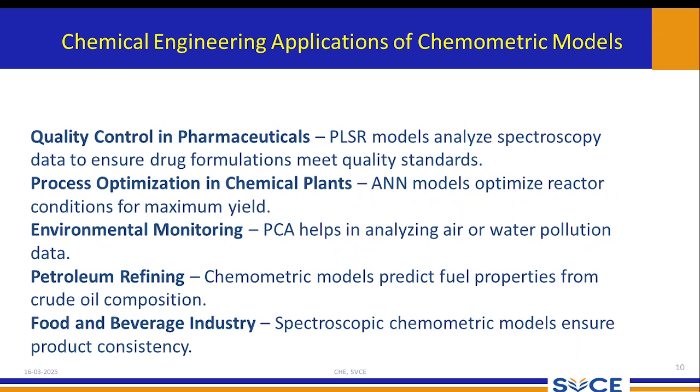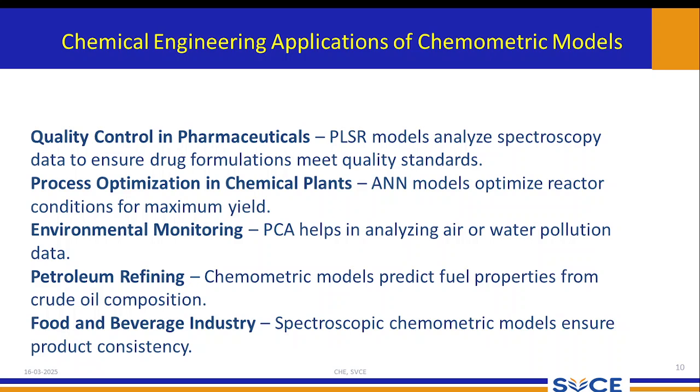And coming to the chemical engineering applications of chemometric models: quality control in pharmaceuticals, process optimization in chemical plants, environmental monitoring, petroleum refining, and the food and beverage industry. So coming to the first part, quality control in pharmaceuticals, partial least square regression models analyze spectroscopic data to ensure the drug formulation. So it's an example of this particular model for pharmaceutical companies.